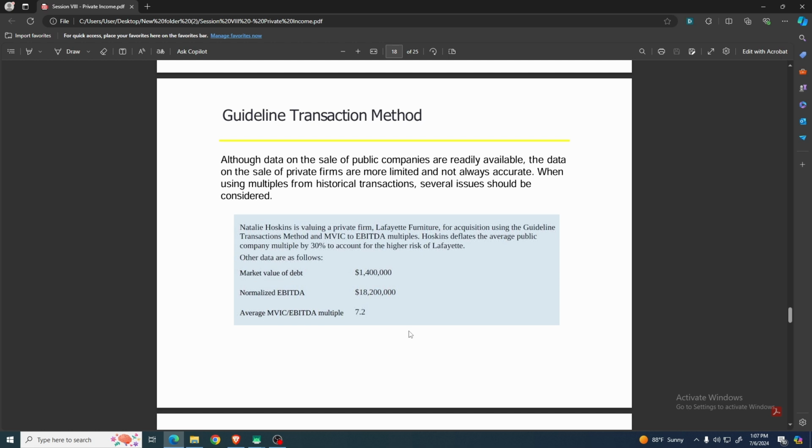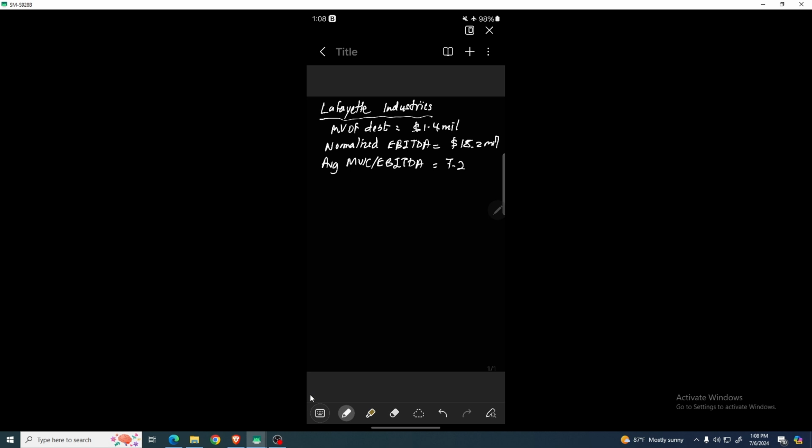We start off with the market value of debt for Lafayette Industries. The market value of debt is 1.4 million. Normalized EBITDA is 18.2. The average MVIC to EBITDA multiple is 7.2.